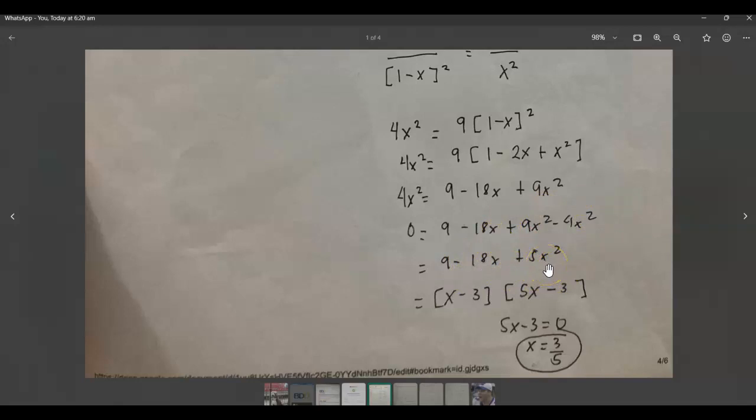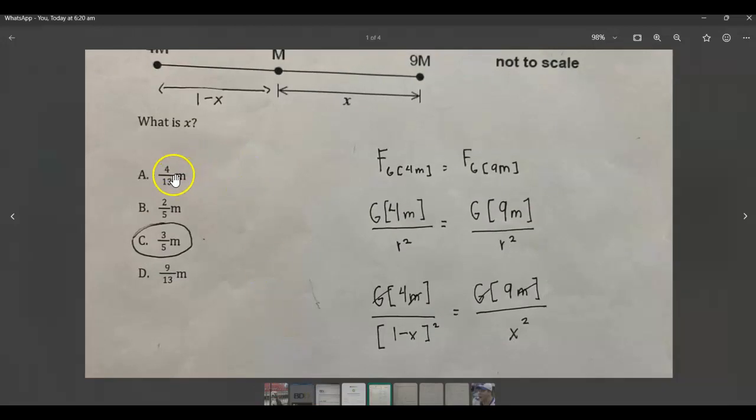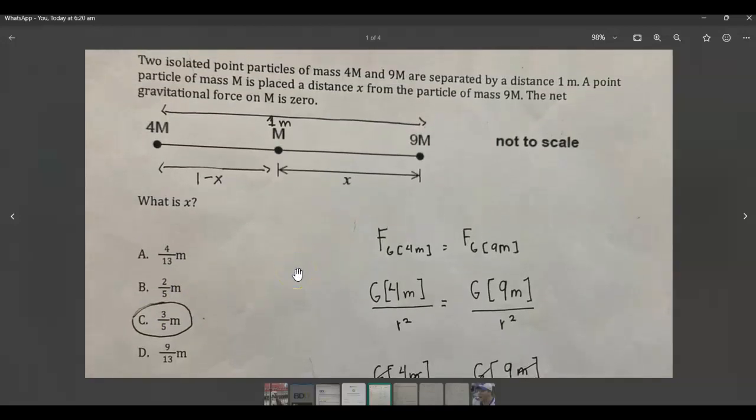Now, you can actually use the quadratic formula to get x. But in my case, I think it's easier for me to factor out this expression with (x minus 3) times (5x minus 3). Now, equating that to 0, we know that x will be equal to 3, and the other expression is 5x minus 3 is equal to 0. Simplifying this will give you x is equal to 3/5. Now, if we go back here, there is no option for 3 meters. The only option is 3 over 5. That's why the answer for this problem is letter C, 3/5 meters.